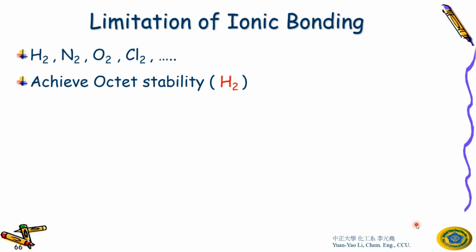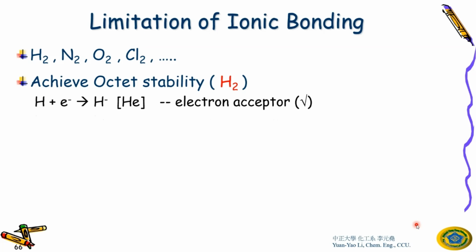For example, the important concept for ionic bonding is electron transfer. After the electron transfer, both atoms have to reach s2p6 octet stability. Let's use hydrogen as an example. Hydrogen gains 1 electron and becomes a hydride anion. The hydride anion reaches stability because it has a helium electron configuration. So hydrogen acts as an electron acceptor. That's correct, right?